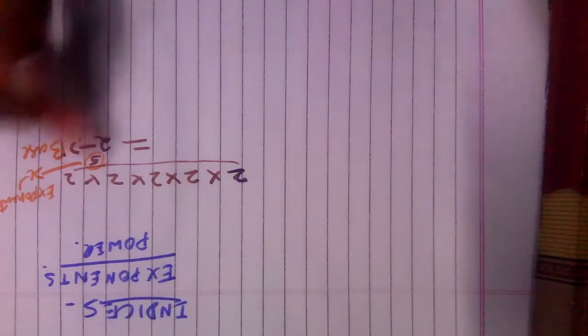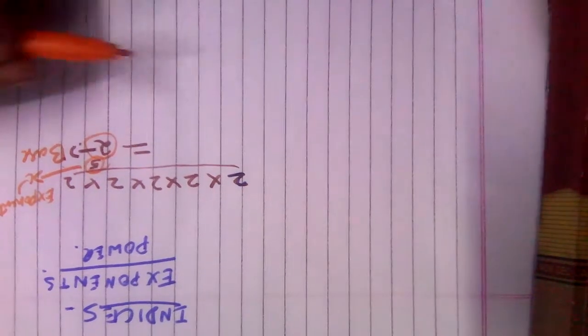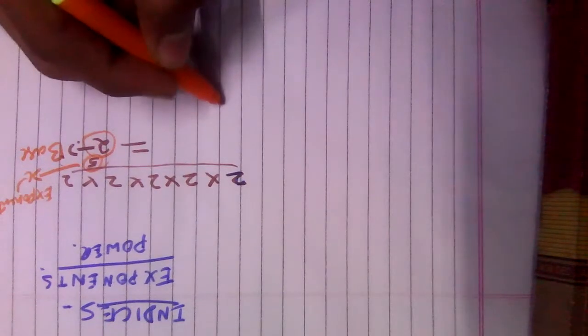The number of times something appears will be the exponent, and the number which appears that certain number of times is the base. The number is 2 and the number of times will be 5 for this particular equation. Now let's take another example.